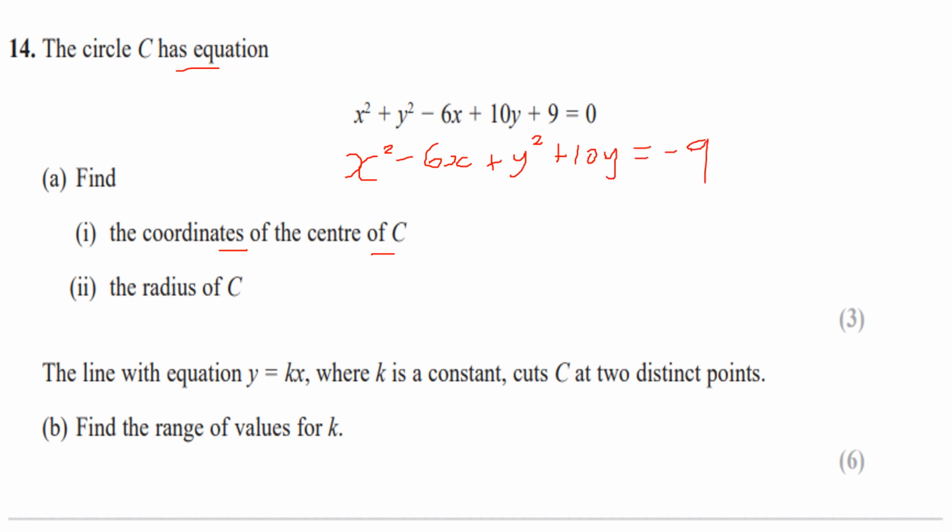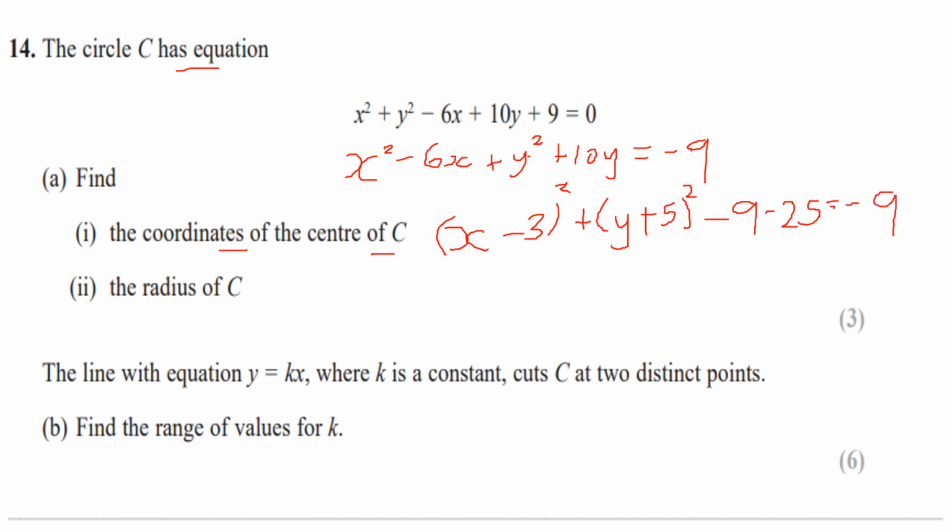I'm now going to complete the square on this quadratic and this quadratic separately, so I'm going to have x minus 3 all squared plus y plus 5 squared. Remembering that we're going to subtract the square of this number when you complete the square. So minus 9, because 3 squared is equal to 9. Subtract 25 is equal to minus 9.